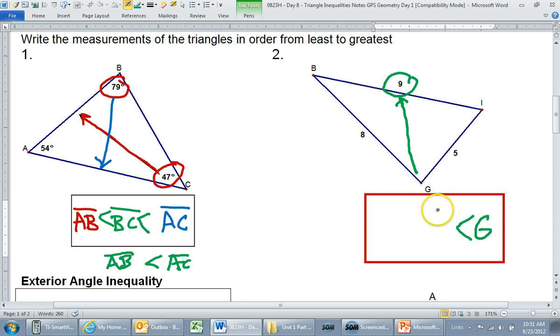Okay? Josue, what is the smallest side? GI is the smallest side. So what is the smallest angle? That means B must be the smallest angle. So I will put B first because that must be the smallest angle. Miriam, what's left? So I must be in the middle.